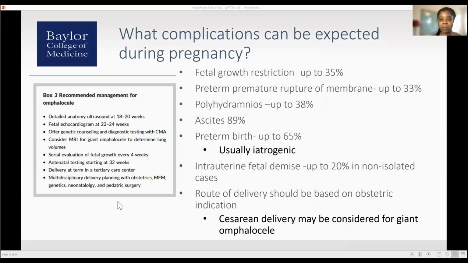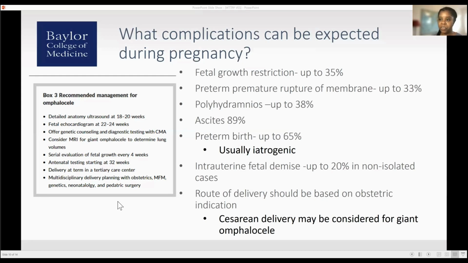In this box, there are just some general recommendations for the management of omphalocele. Doing a detailed anatomy survey to evaluate for associated anomalies, as that's very frequent in cases of omphalocele, as well as considering a fetal echocardiogram if that's available, as congenital heart defects are one of the most common associated anomalies. Offering genetic counseling and diagnostic testing to patients as well. And then the gold standard for diagnosis of omphalocele is an ultrasound. However, there may be cases in which an MRI, if available, may help evaluate for lung volumes and risk for pulmonary hypoplasia, especially in cases of giant omphalocele.